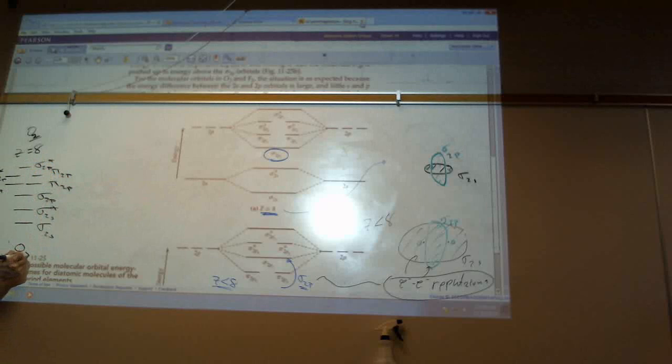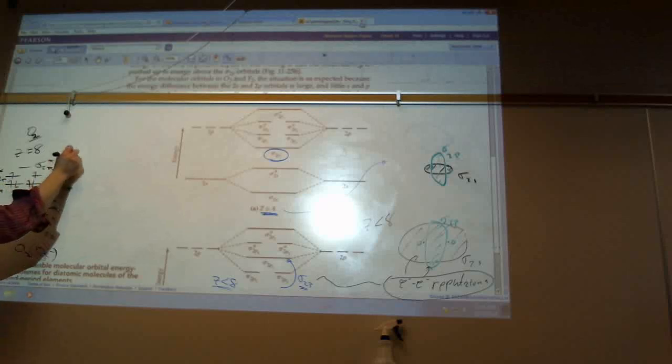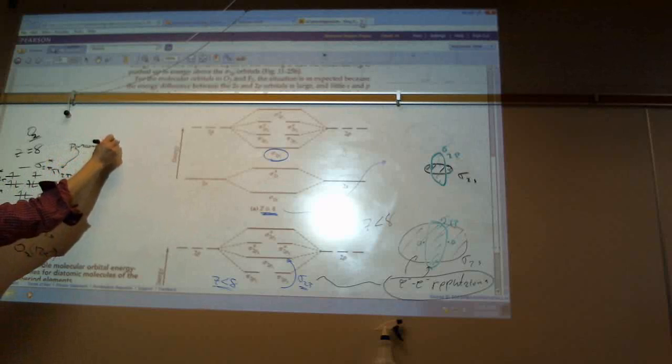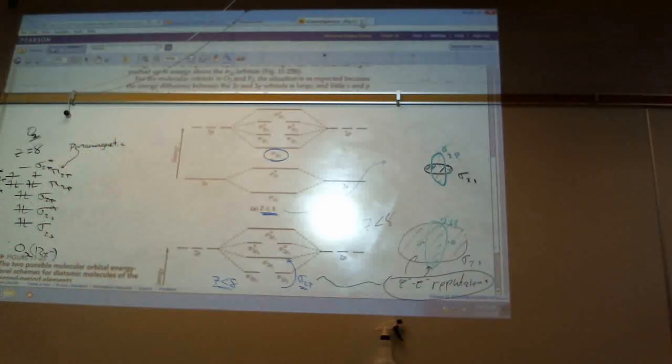And then O2 has how many valence electrons total? 6 and 6, so 12 electrons. And so we fill them. 1, 2, 3, 4, 5, 6, 7, 8. These pi's we fill one at a time. 9, 10, 11, 12. And so when we look at it, is O2 paramagnetic or diamagnetic? Paramagnetic. And so this would be the MO diagram.